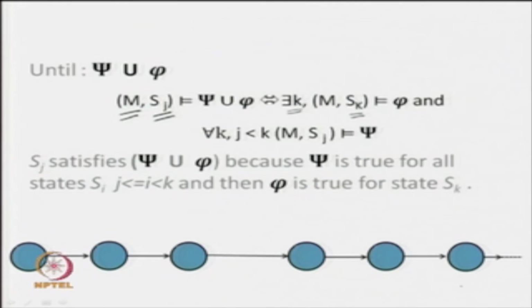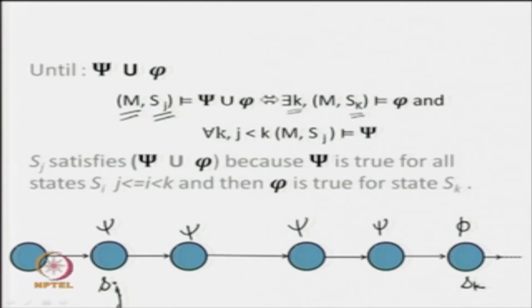So, I am looking at a particular state, say S k, which models phi; phi holds in state S k. Now we look at some other state, say S j, and we have to see whether psi until phi holds in S j or not. It says that in the future we are going to get some S k where phi holds, and in all the states in between, from S j to that S k, psi must be true. They must be labeled by psi. In that case we say that S j models psi until phi.